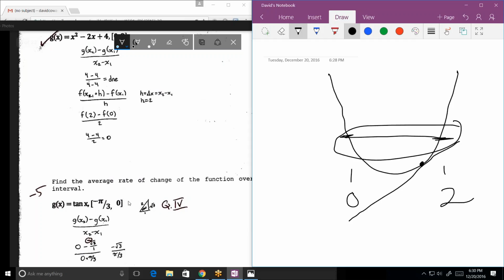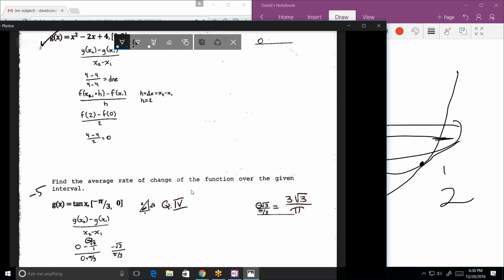All right, let's see. We're going to do the same thing for this function. These instructions down here are exactly right. You're going to take g of the second point minus g of the first point and divide it by the second point minus the first point.